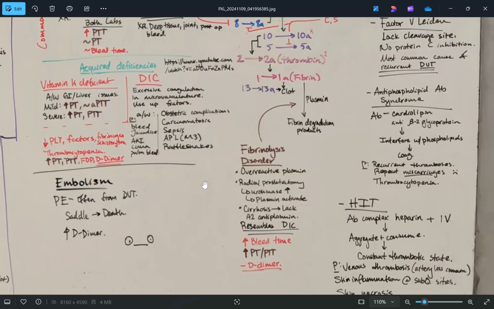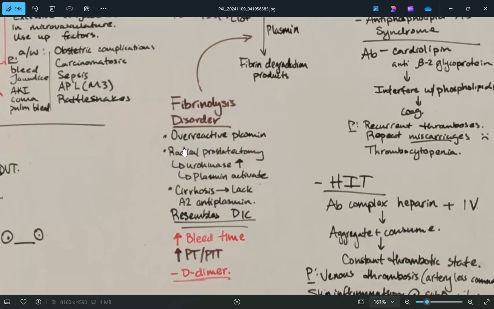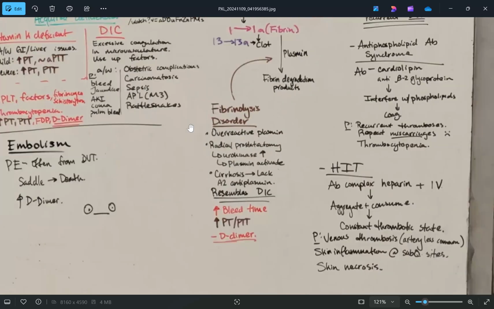For fibrinolytic disorders, this is usually due to overactive plasmin, which will break up your clots. This can be due to a mutation. You can also have radical prostatectomy, which will release urokinase, which will increase your plasmin activity. You can also have cirrhosis of the liver, which will decrease your alpha-2 antiplasmin, which will stop the inhibition of plasmin. You'll degrade your fibrin.